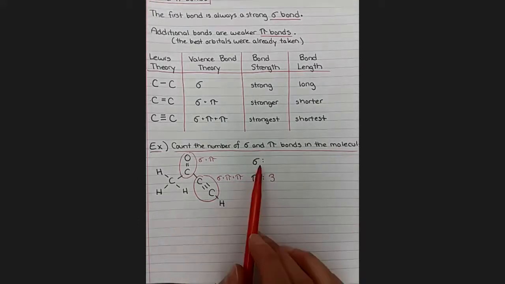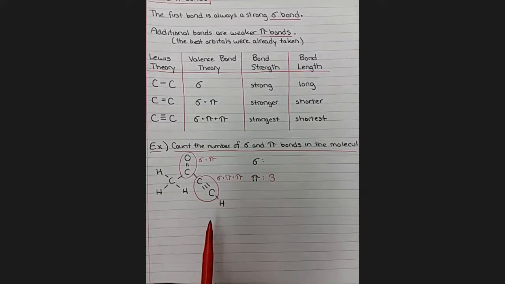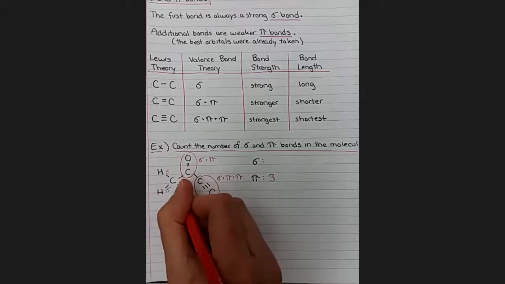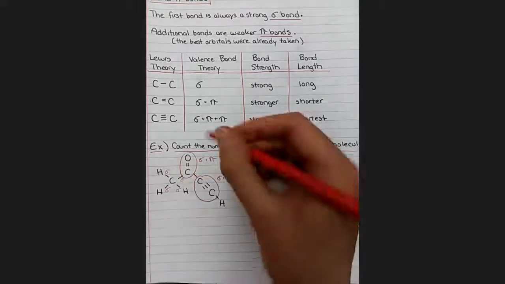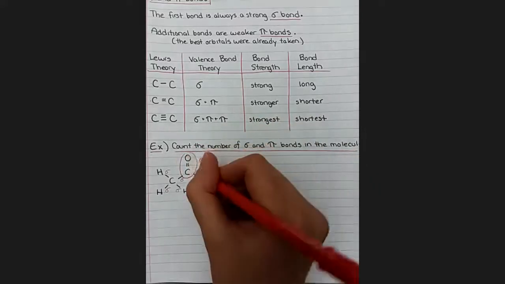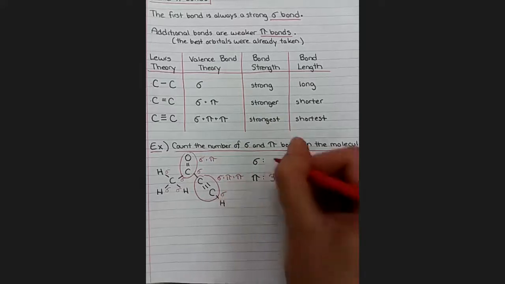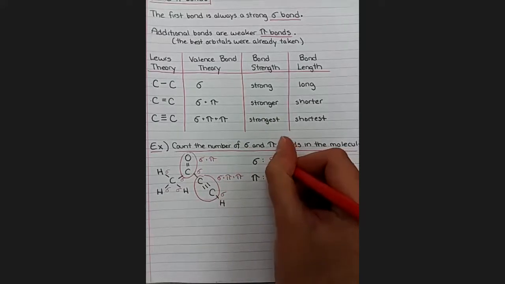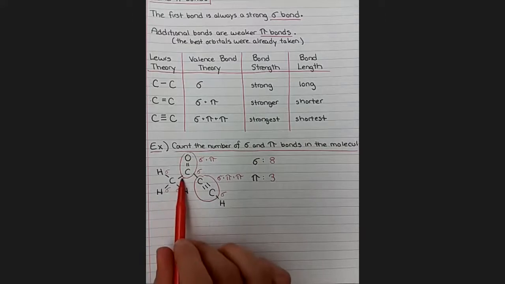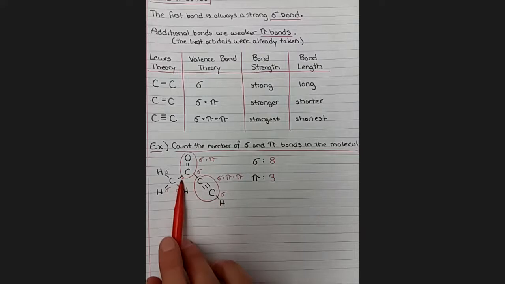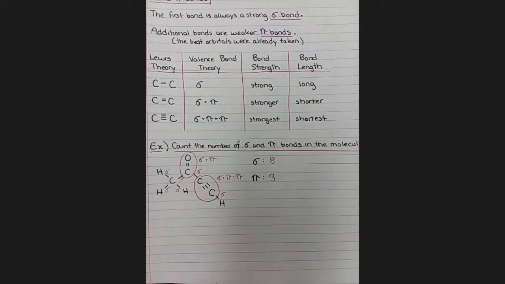And now we need to count sigma bonds, and there is 1 sigma bond between every pair of atoms. So we just need to count the number of bonds in the molecule. So we've got 1, 2, 3, 4, 5 from this one that we already wrote, 6, 7, we already wrote that one, and 8. It's a pretty straightforward process, but it can be easy to forget to count some of these bonds. So sometimes it's easier to put a dot with your pencil next to the bonds you have counted to make sure that you don't leave any out.